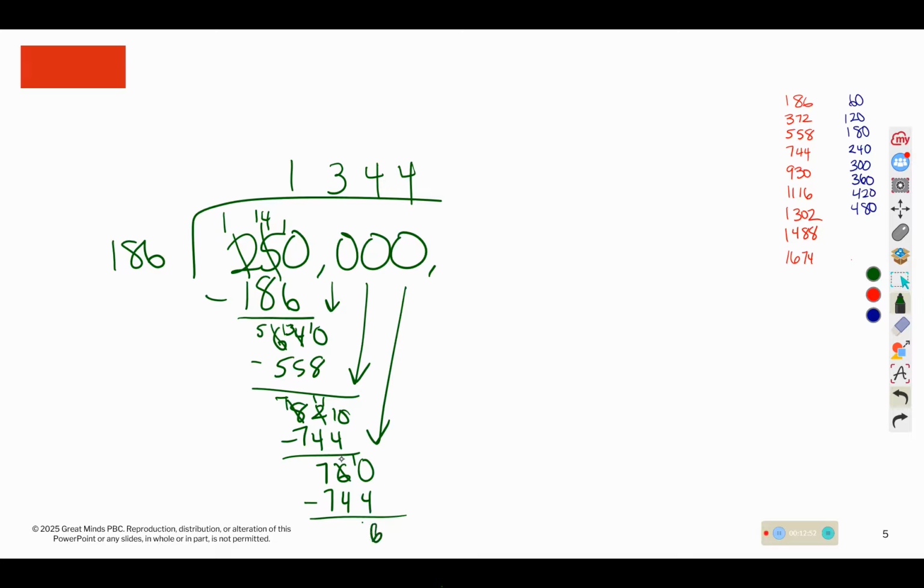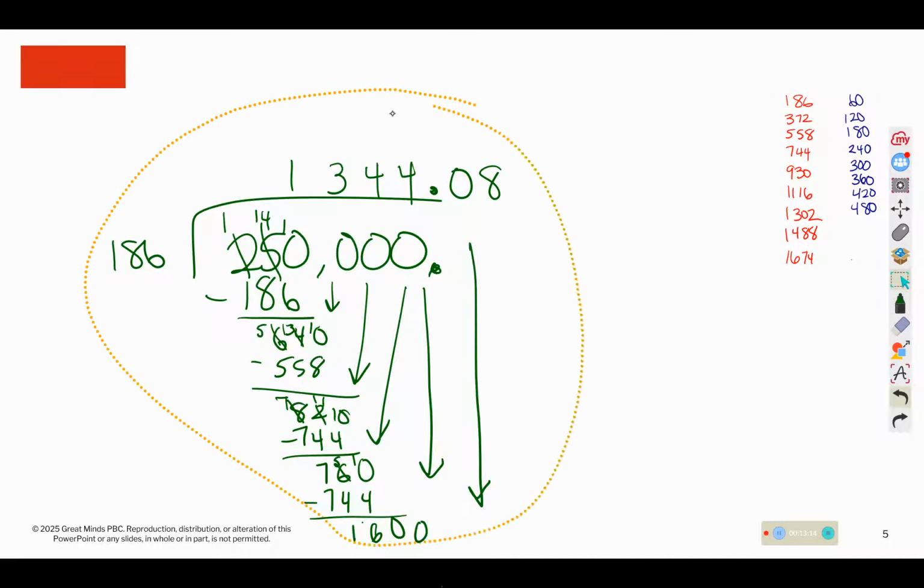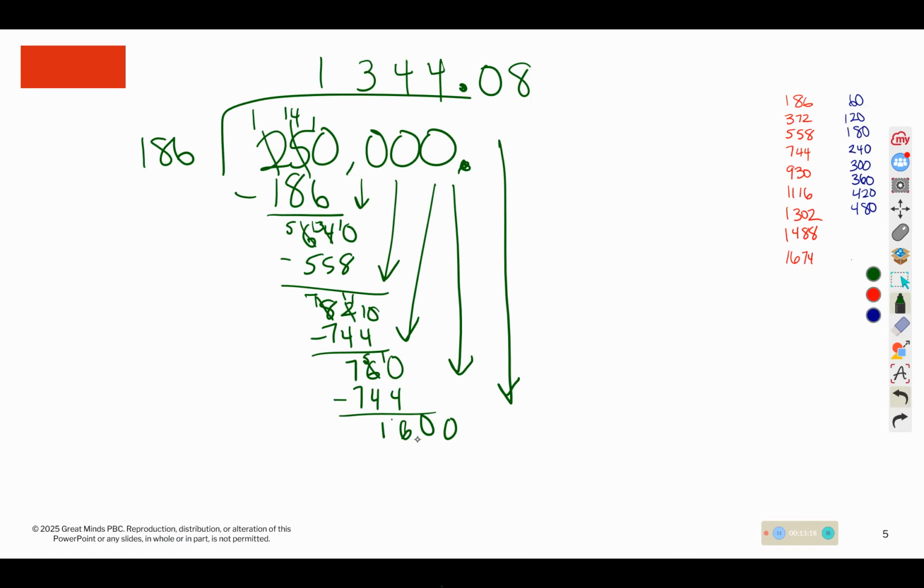10 minus 4 is 6. 5 minus 4 is 1. Bring down another 0. 186 does not fit into 160, but it does fit into 1,600. 1, 2, 3, 4, 5, 6, 7, 8 times. Ten minus 8 is 2. 9 minus 8 is 1.